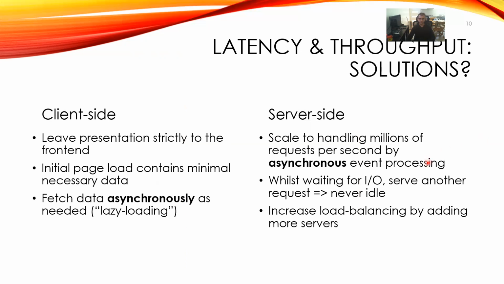Now servers have scaled to millions of requests per second because they also do asynchronous event processing, which is pretty awesome. What this means in essence is that whilst we're waiting for IO, because backend servers do a lot of IO, like reading from disk and grabbing information from networks, they can go and serve other requests. So we're always moving. And of course, there is load balancing because we have many more servers. We have to figure out which request goes where, and that's called load balancing.